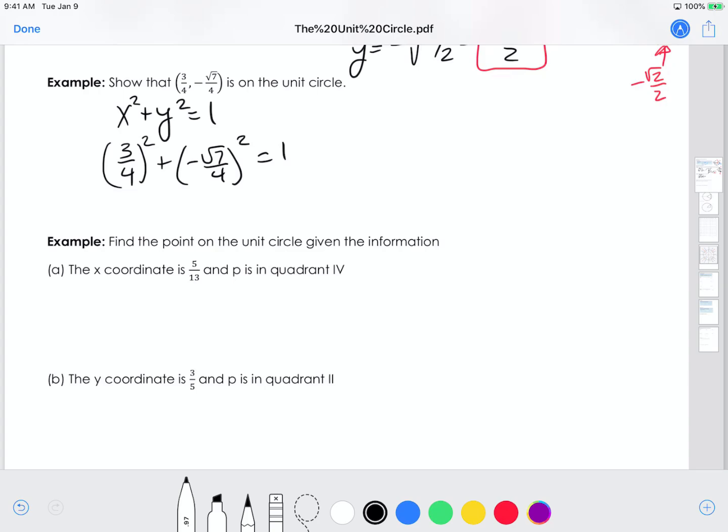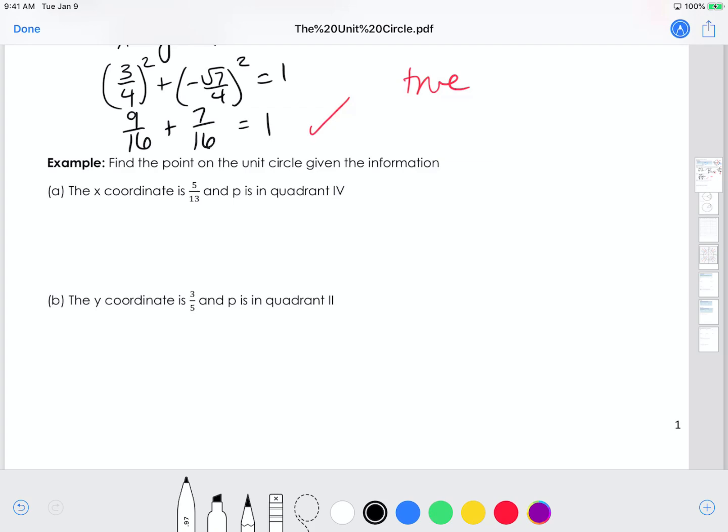Well, when I square 3/4, that gives me 9 over 16. When I square negative square root of 7 over 4, that gives me 7 over 16. And when I add 9 over 16 plus 7 over 16, I get 1. So this works. In the next example, we have two parts. In part A, we're given the x coordinate and what quadrant we're in, and we need to find the y coordinate. And in part B, we have the y coordinate, and we're given which quadrant the point is in, and we need to find the corresponding x value.